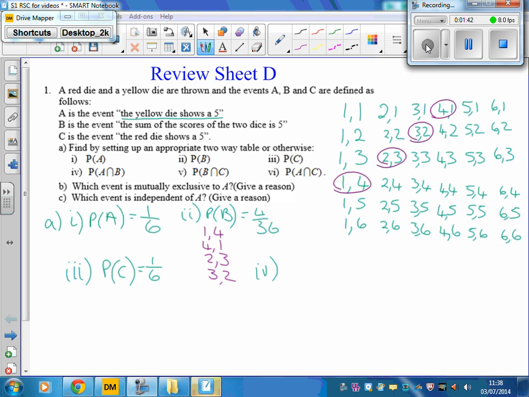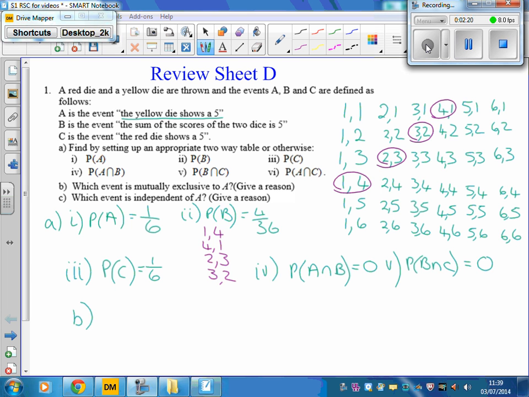Part 4, the probability of A intersect B is the probability of events A and B happening at the same time. And you can see if the total comes to 5, which we've got these possibilities in our purple circles, then we cannot have a 5 on the yellow dice, so that is a probability of 0. Similarly, for part 5, the probability of B intersect C, for the same reason, if the total is coming to 5, we cannot have a 5 on the red dice, so that has got a probability of 0.